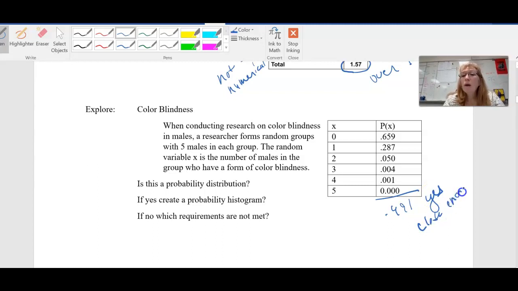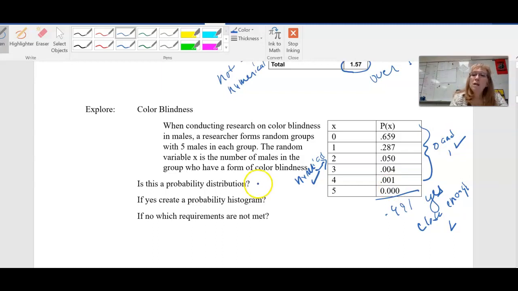So it meets that requirement. All right, are these numerical? The answer is yes. So these are numerical. So that checks that one. They add to 1, so that checks this one. Are all of them between 0 and 1? The answer is yes. No one's negative and no one's above 1. Check. So all 3 requirements are met.